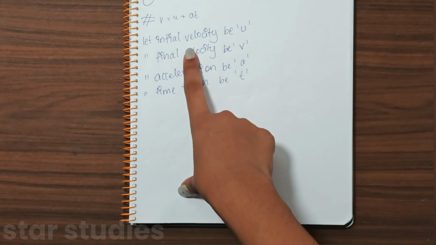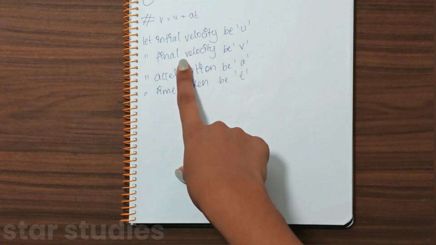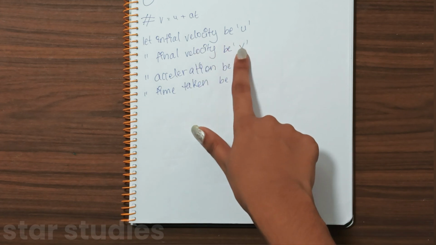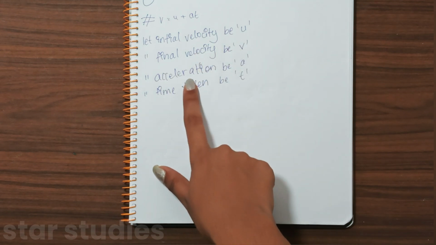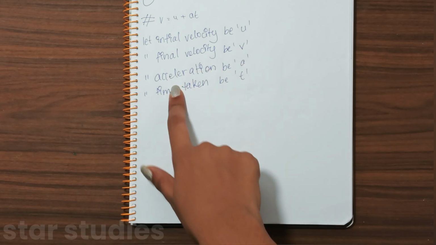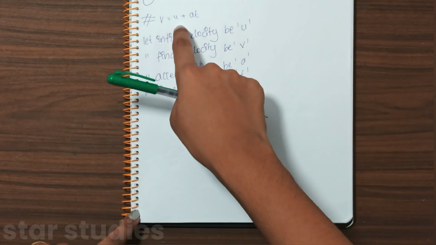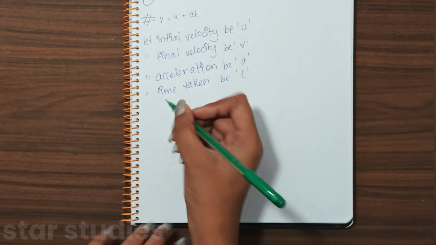The initial velocity of an object will be denoted by variable u. The final velocity will be denoted by variable v. The uniform acceleration of that body will be denoted by a, and the time taken to reach the final velocity will be t. To derive this equation, we're going to start with the formula for acceleration.